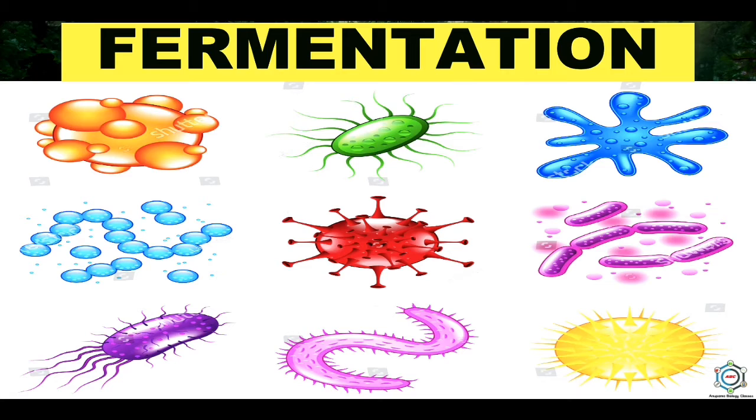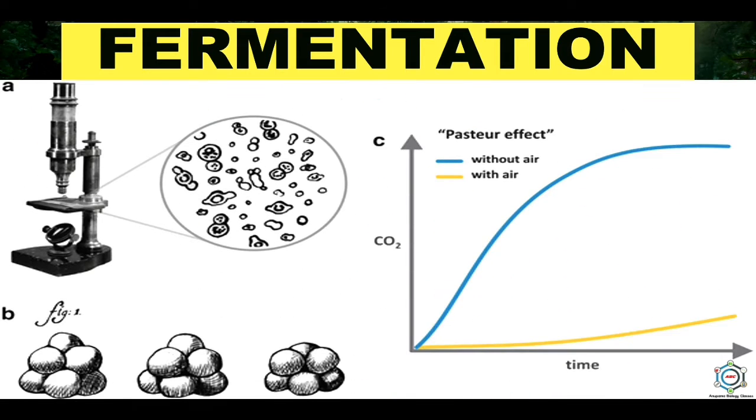Pasteur further observed that the rate of fermentation was considerably higher under anaerobic condition as compared to aerobic condition. The inhibition of anaerobic breakdown of sugar into carbon dioxide and ethyl alcohol due to the presence of oxygen under aerobic condition was termed the Pasteur effect. This effect was further confirmed by Meyerhoff and Warburg.